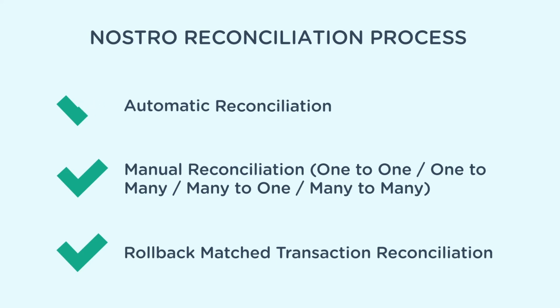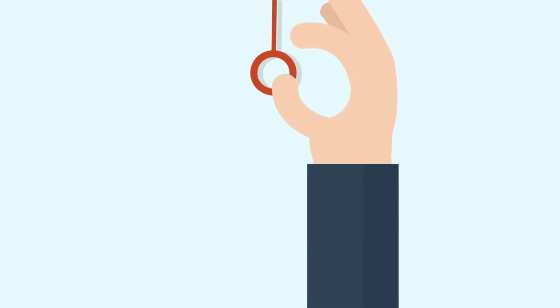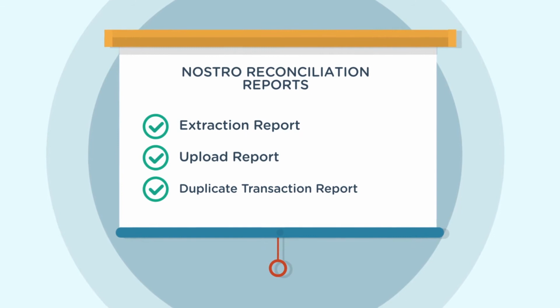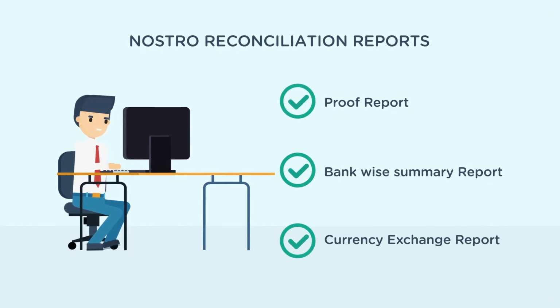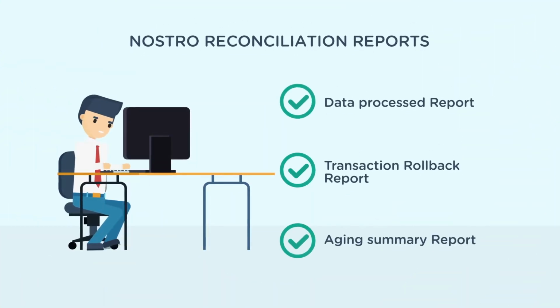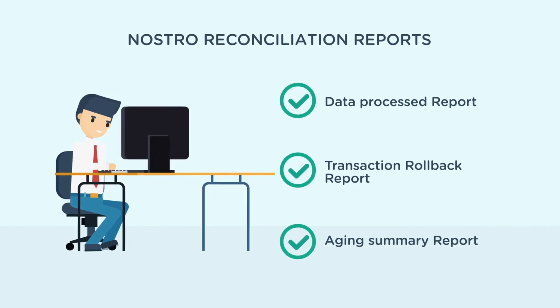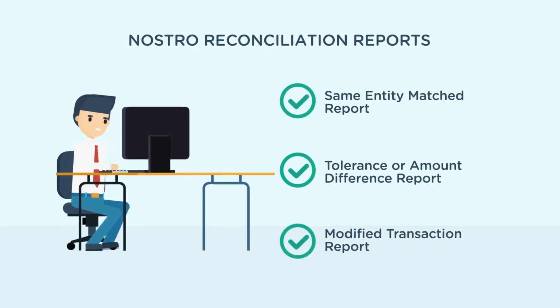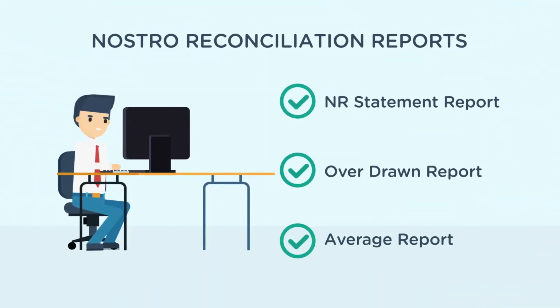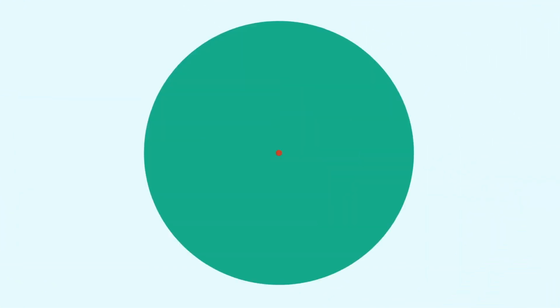We can get a wide variety of reports for Nostro reconciliation, like extraction report, upload report, duplicate transaction report, matched report, outstanding report, exception report, proof report, bankwise summary report, currency exchange report, data processed report, transaction rollback report, aging summary report, same entity matched report, tolerance or amount difference report, modified transaction report, NR statement report, overdrawn report, average report, Nostro overdrawn report, and processed data report.